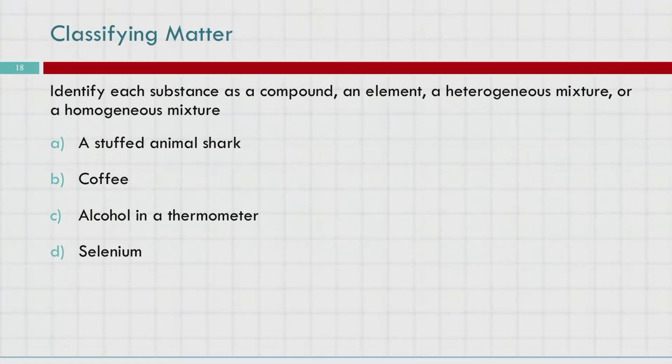All right, each of these is a type of matter. Identify them as a compound, an element, a heterogeneous mixture, or a homogeneous mixture. We've got a stuffed animal shark, coffee, alcohol like in an older analog thermometer, and selenium. Take a moment, think about them, see if you can figure out what each of these is. Maybe compare notes with your neighbor.